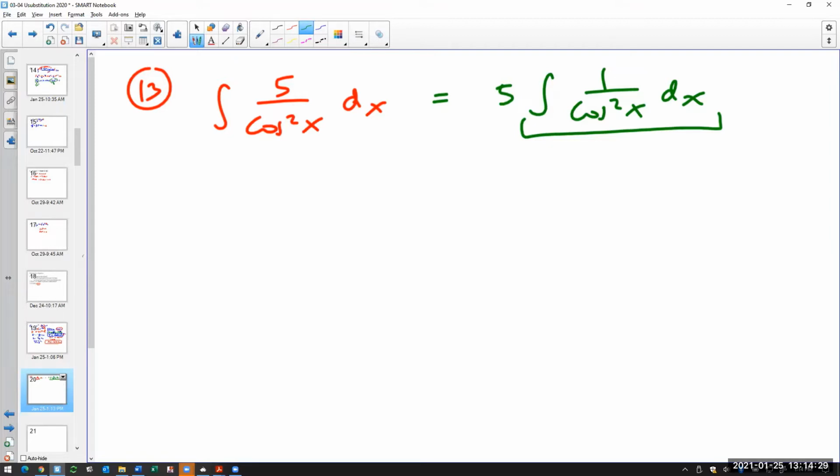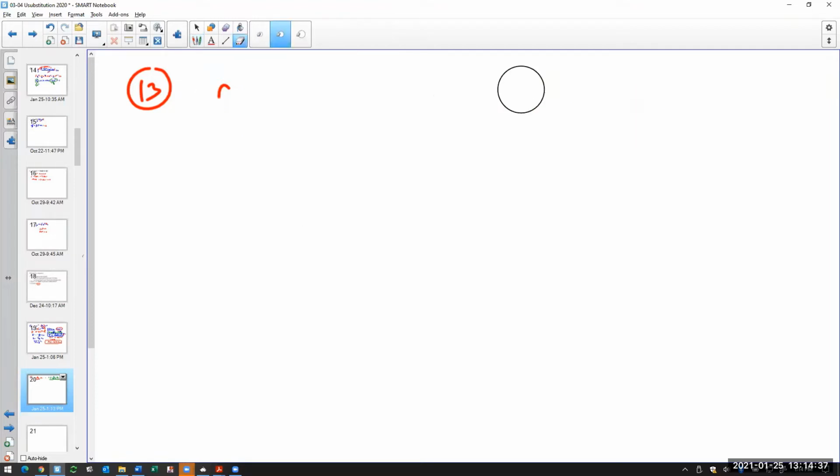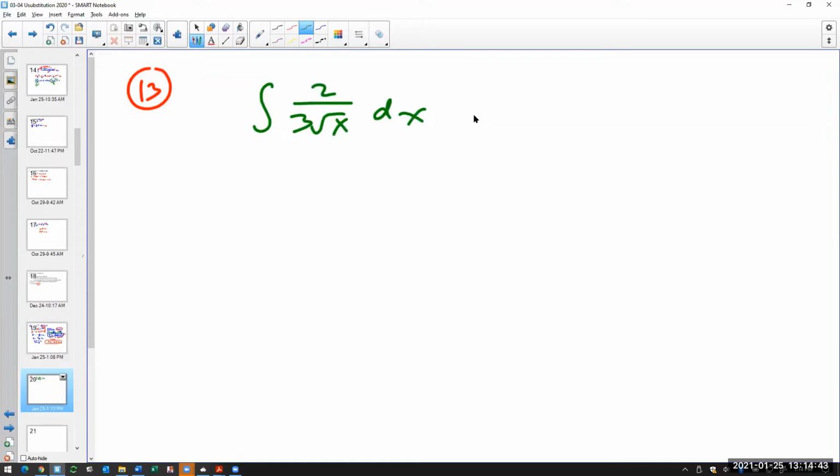But let's do number, you said what number? Oh, I see. I just looked at the left of 14. I can see why I did that. Okay, let's start all over. Sorry, guys. I'll look at 13. This is the integral of 2, 3 square root of x dx. All right. What's the scalar on this one?